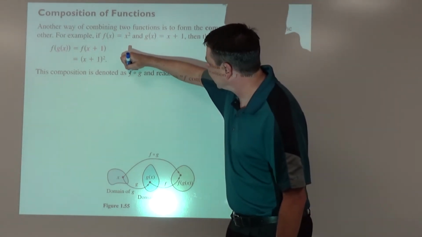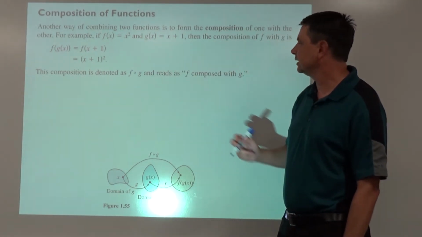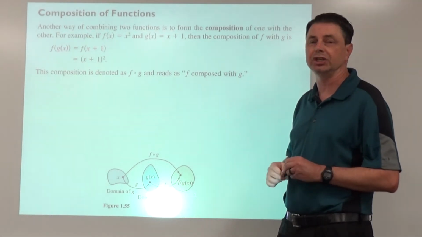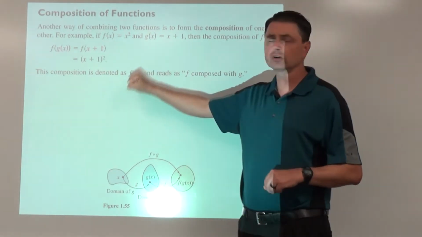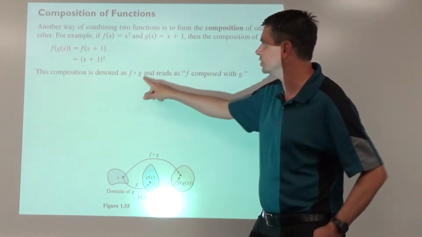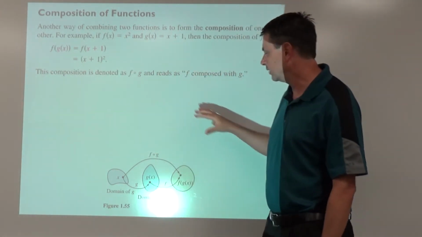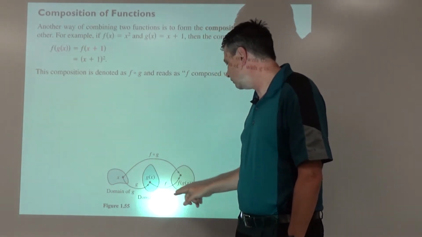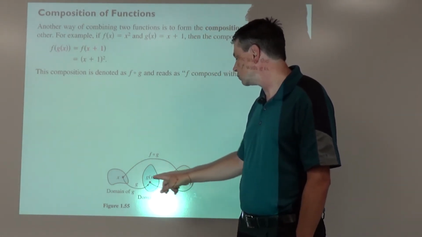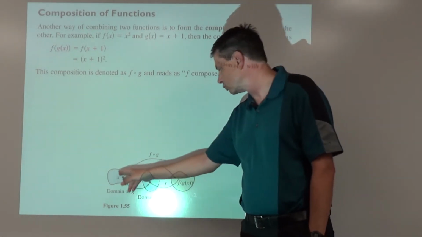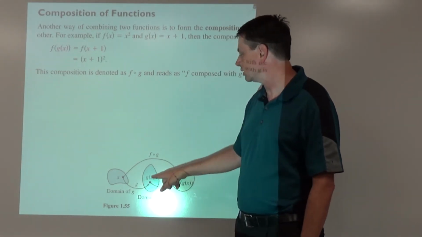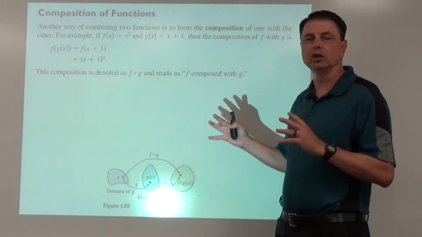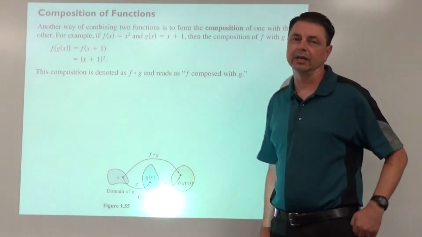Also notation, f open circle g is read as f composed with g, or you could just say f of g. So it's not a closed circle. It does not mean multiplication. It means composition. It means exactly that. The domain is pretty tricky. It just means that the domain for f of x has to match with the range for g of x. So we have to make sure that whatever comes out of g of x is what's allowed to be plugged into f of x. So we'll look at the nuts and bolts of that coming up.